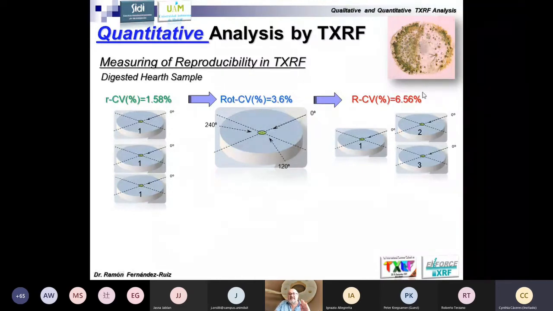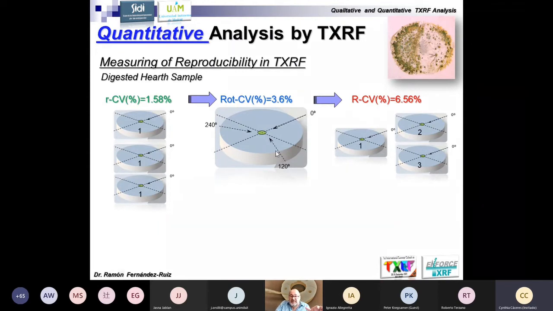In this case, the same sample was measured in the same position with respect to the X-ray incidence. So, in the same lane, we are measuring 3 times. And at this condition, we obtain a repeatability of 1.6%. Very low, very good results.